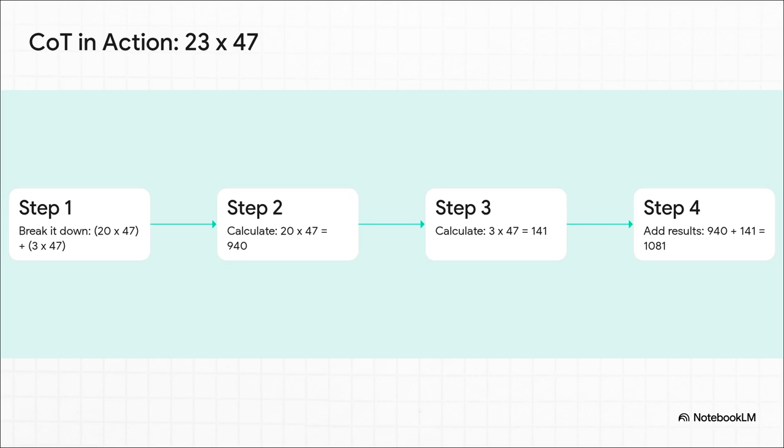This is a perfect example, right? To solve 23 times 47, instead of just giving it the answer 1081, the model is taught to show its work. First, break it down. Then, calculate each part. Finally, add the results together. By forcing it to go step by step, the final answer is much more likely to be correct.